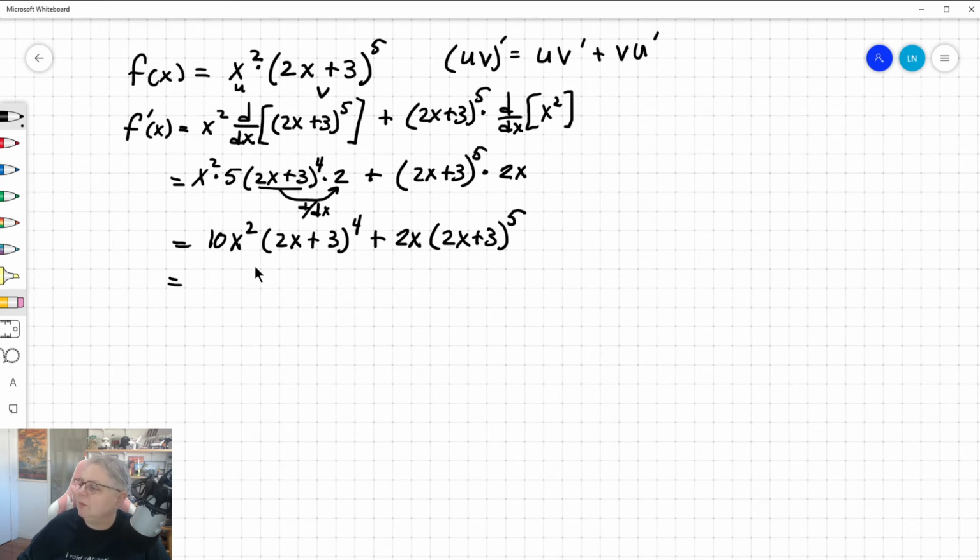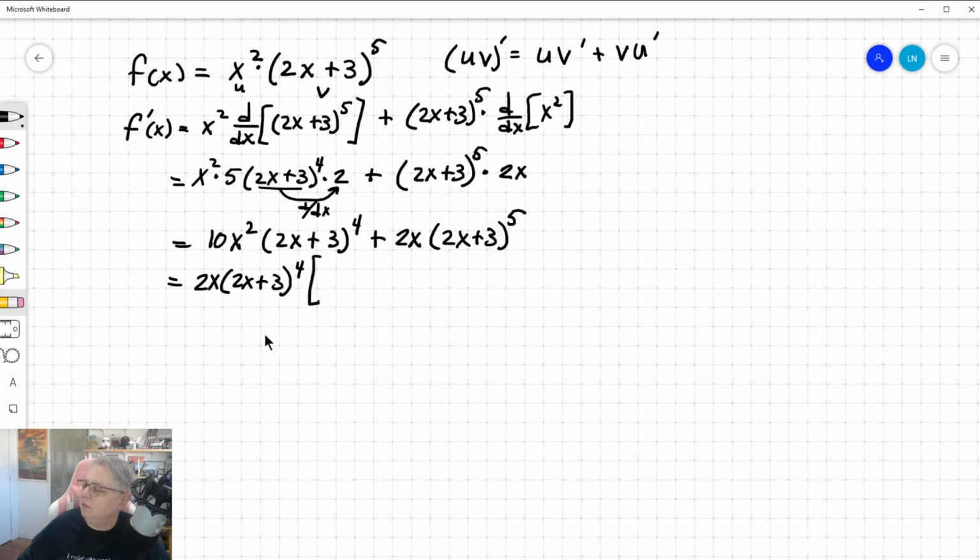So that means factoring out any like terms. I've got a 2 and a 10, so I can take out a 2. I've got an x and an x squared, so I can take out an x. And I've got a (2x + 3)^4 and a (2x + 3)^5, so I can take out a (2x + 3)^4.